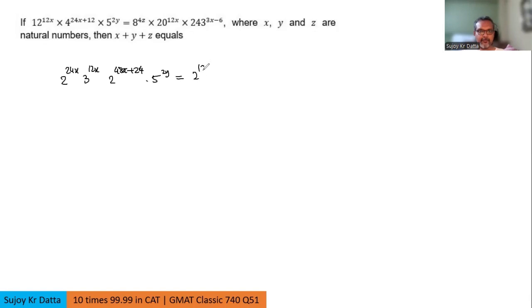Here you have 2 to the power 12z and then 4, so this 2 to the power 24x again, and then 5 to the power 12x, and then 3 to the power 5, so that will be 15x minus 30. 243 is 3 to the power 5, whole to the power 3x minus 6 we are doing. So 5 gets distributed.